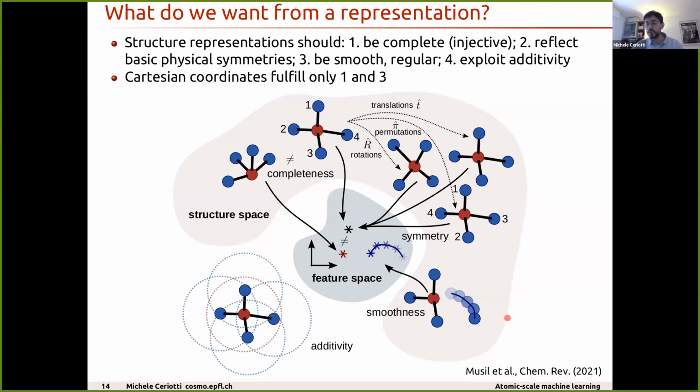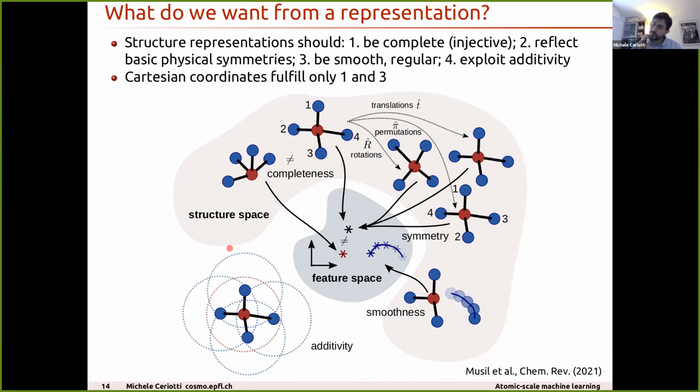Third, you usually want your representation mapping to be smooth. Again, this is just physics. Typically, the structure-property mappings are smooth, and you want this intermediate step to reflect the ultimate properties that you want your model to fulfill.